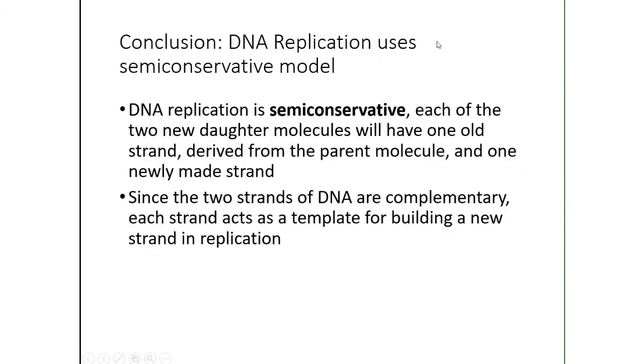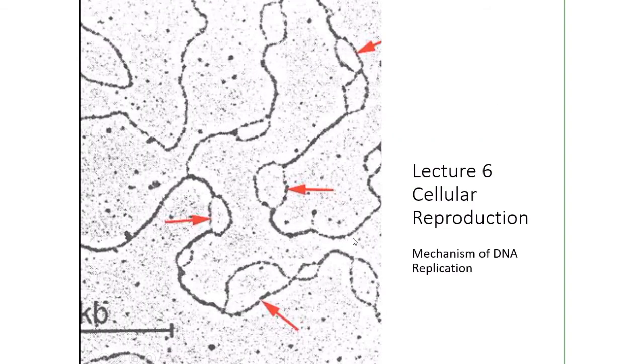So the conclusion: DNA replication uses the semi-conservative model, where each of the two daughter molecules will have one old strand derived from the parent molecule, the original DNA that is, and one newly made strand, and the two strands are going to be connected lengthwise. Since the two strands of DNA are complementary, each strand can act as a template for building a new strand in replication. Now that we know the DNA replication process is semi-conservative, we are going to look at the mechanism of DNA replication. That is exactly how you copy the DNA and create two copies of it.